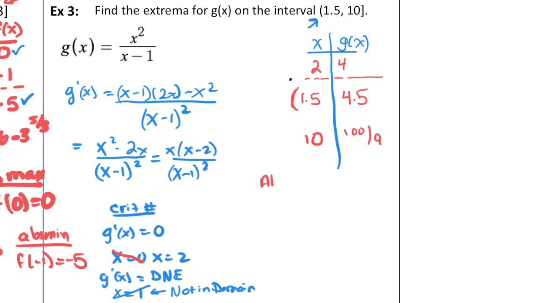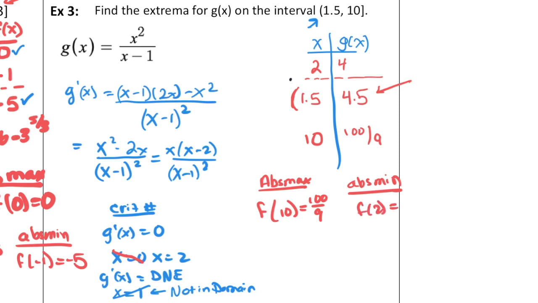So we need to determine our absolute max and our absolute min. As long as the endpoint 1.5 with 4.5 is not being used, then you can say that f at 10 is equal to, for the maximum, 100 over 9. And the absolute minimum, f at 2, is going to be equal to 4. Had for some reason the 4.5 been smaller, let's say 3.9, you would write that there was no absolute minimum because, well, you're not allowed to touch that point.